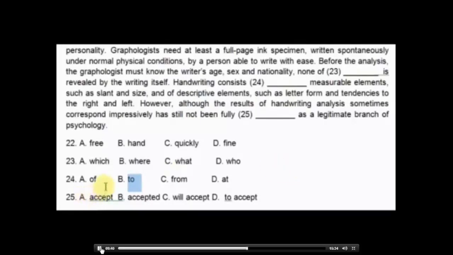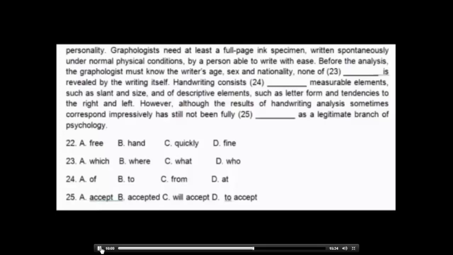And finally, the correct answer is of. Handwriting consists of measurable elements. En este caso, of significa de, que le pertenece a estos elementos que son medibles. Handwriting consists of measurable elements such as length and size. Slant is when we write and the letters are to the left or to the right.